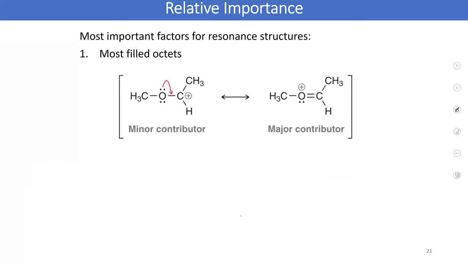And then there's some slides that just have some practice or some examples. So comparing these two, one is a minor contributor because we have an incomplete valence. That puts a positive charge on the oxygen, but everything has a full valence now. So the major contributor, the most significant, is the one on the right.